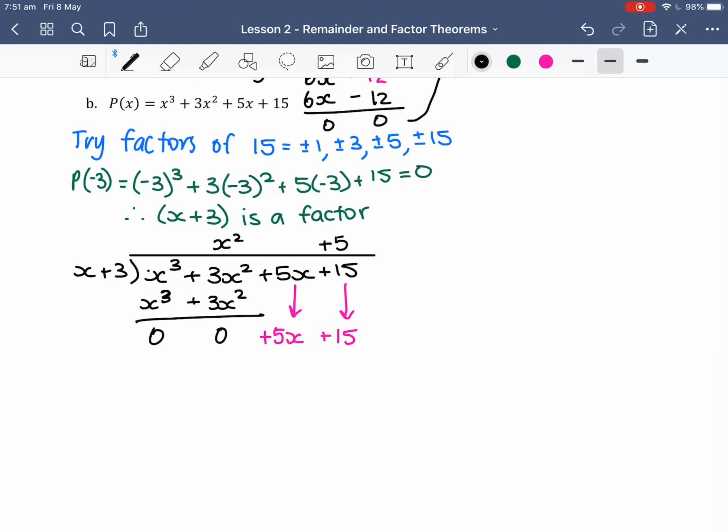So then we have 5x divided by x is just plus 5. So we're going to put that there. And then we'll have 5 times x is 5x, and 5 times 3 is 15. 5x minus 5x is 0. 15 minus 15 is also 0. So therefore, our p of x equals our x plus 3 times our x squared plus 5. And we can't simplify that any further.